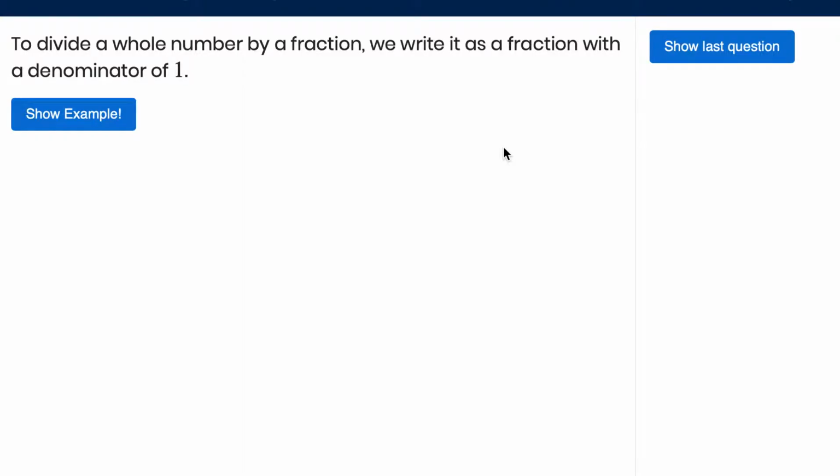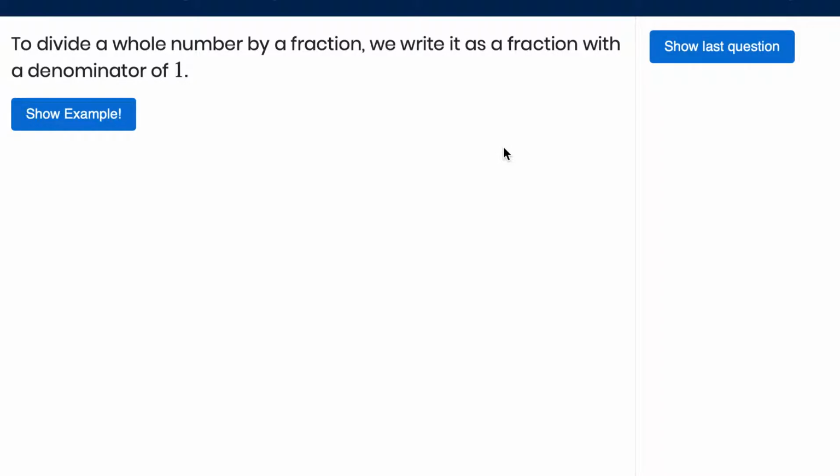In this video, we'll learn how to divide a whole number by a fraction, which is actually a lot like dividing two fractions. And at the end, I'll also show you a bonus question on how to divide a whole number by a mixed number, which is a little bit harder because it requires an extra step.